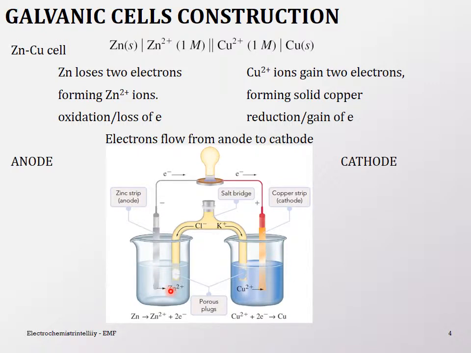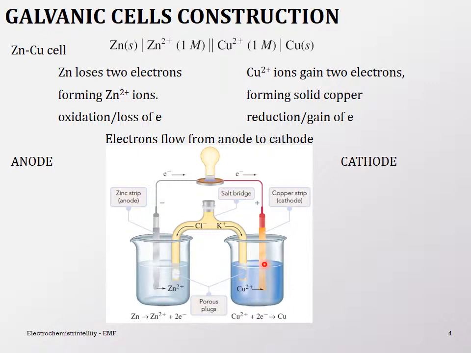So eventually what's going to happen is that there will be no more zinc, and as soon as there is no more zinc, there are no more electrons, there is no more current, and then also there is no more reduction going on here for copper. So that's kind of how the electrochemical cell works.